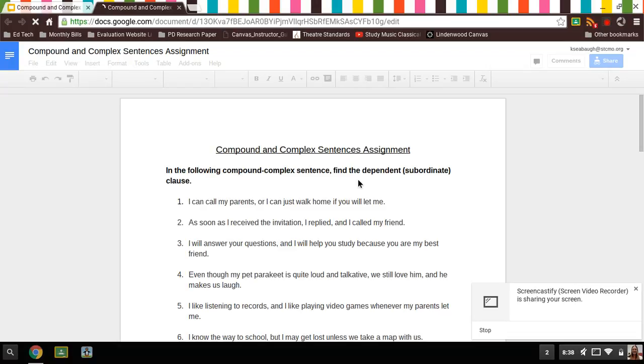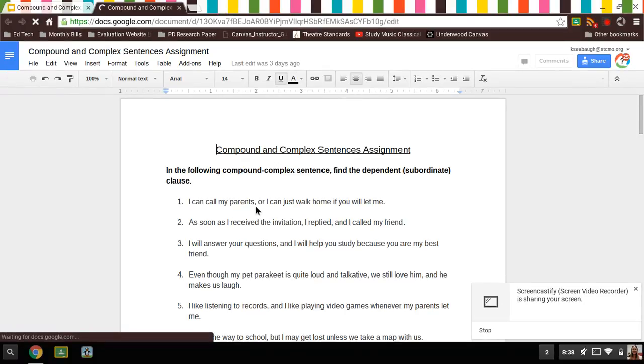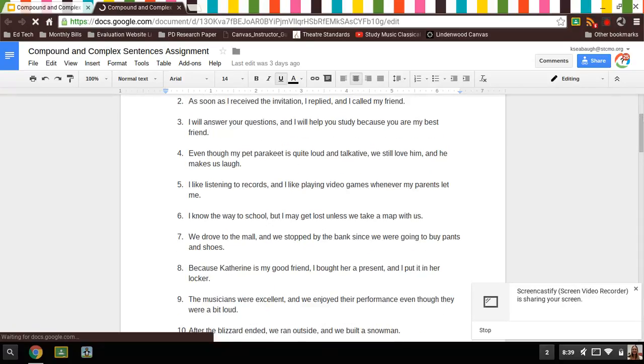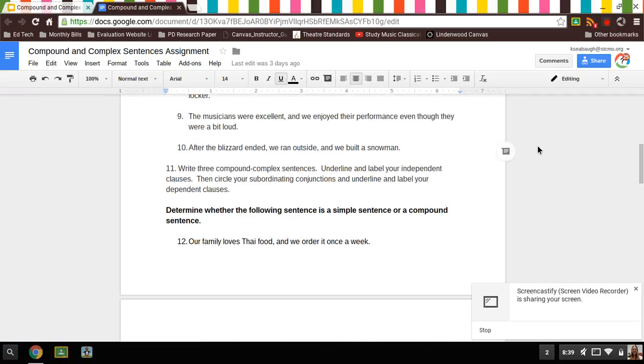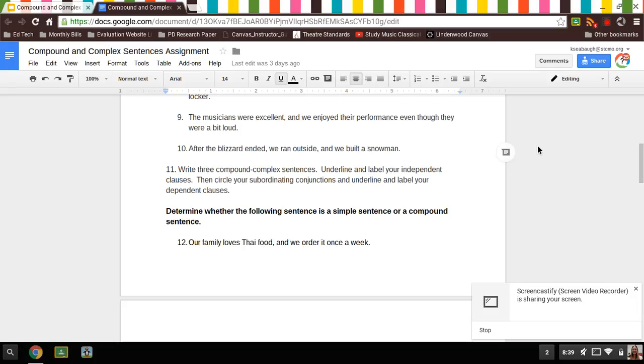On the first part of your assignment, you're going to find the dependent clause. So you're just going to go through and highlight the dependent clause. This first section, they're compound complex sentences. So remember, they have two independent clauses and one dependent clause. So you're going to find and highlight the dependent clause. Then don't forget to do number 11. It says write 3 compound complex sentences, underline and label your independent clauses, then circle your subordinating conjunctions, and underline and label your dependent clauses.